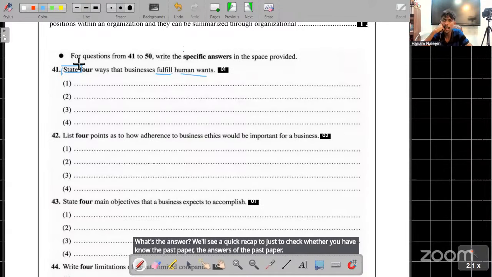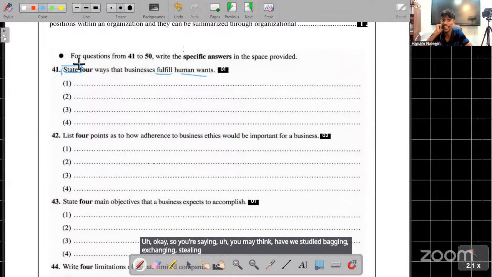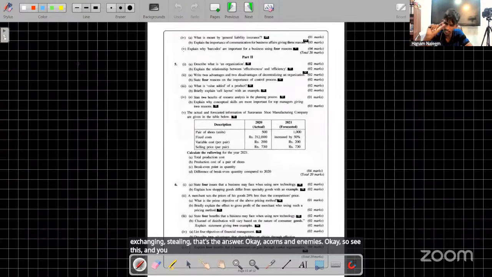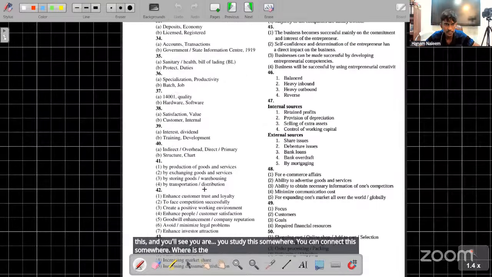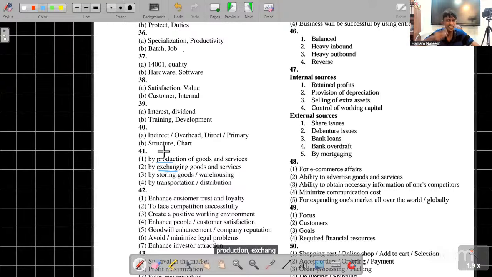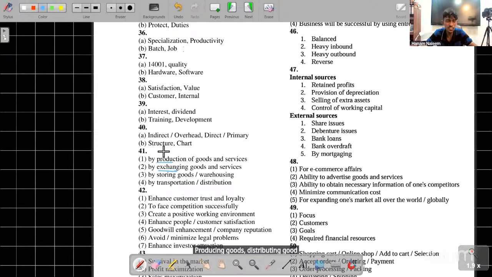You may think we studied begging, exchanging, stealing. That's not the answer. Okay, see this and you'll see you have studied this somewhere. You can connect this somewhere. Where's the answer? Production, exchanging, distribution. Producing goods, distributing goods, consuming goods.